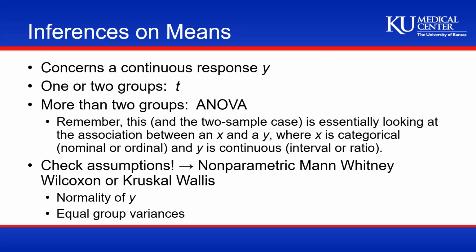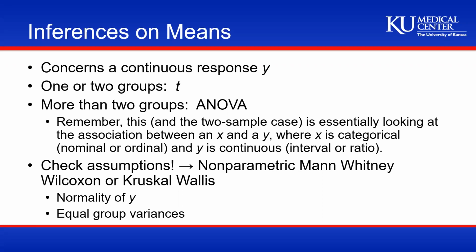Okay, so finally, inferences on means. It concerns a continuous response. You can do one group test or a 2-group test using a T, again, assuming independent groups. If you have more than 2 groups, do ANOVA. Remember that the 2-group and the more than 2-group tests are really just tests of association. Anytime you have 2 variables, an independent variable and a dependent variable, and you're doing a statistical test, it's a test of association, regardless of whether it's a T, an F, a chi-square, or correlation coefficient.